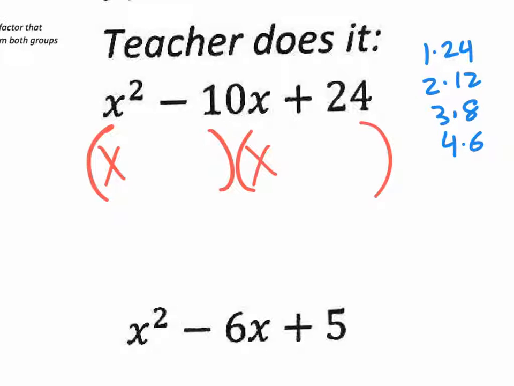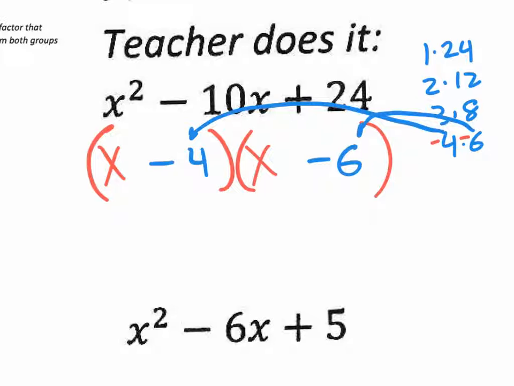Now, which of those pair of numbers combines together to give me the middle value, negative 10? If I combine 1 and 24, I get 25. That's not negative 10. That's 14. That's not negative 10. This is 11. That's not negative 10. 4 and 6 is 10. That's what we want. We want 10, but we don't want positive 10. We want a negative 10. So we have the right numbers, just the wrong signs. Make them both negative. And guess what? We're done. Because all I have to do is take the negative 4 and write it right in here. Take the negative 6 and write it right in there. And that's it.